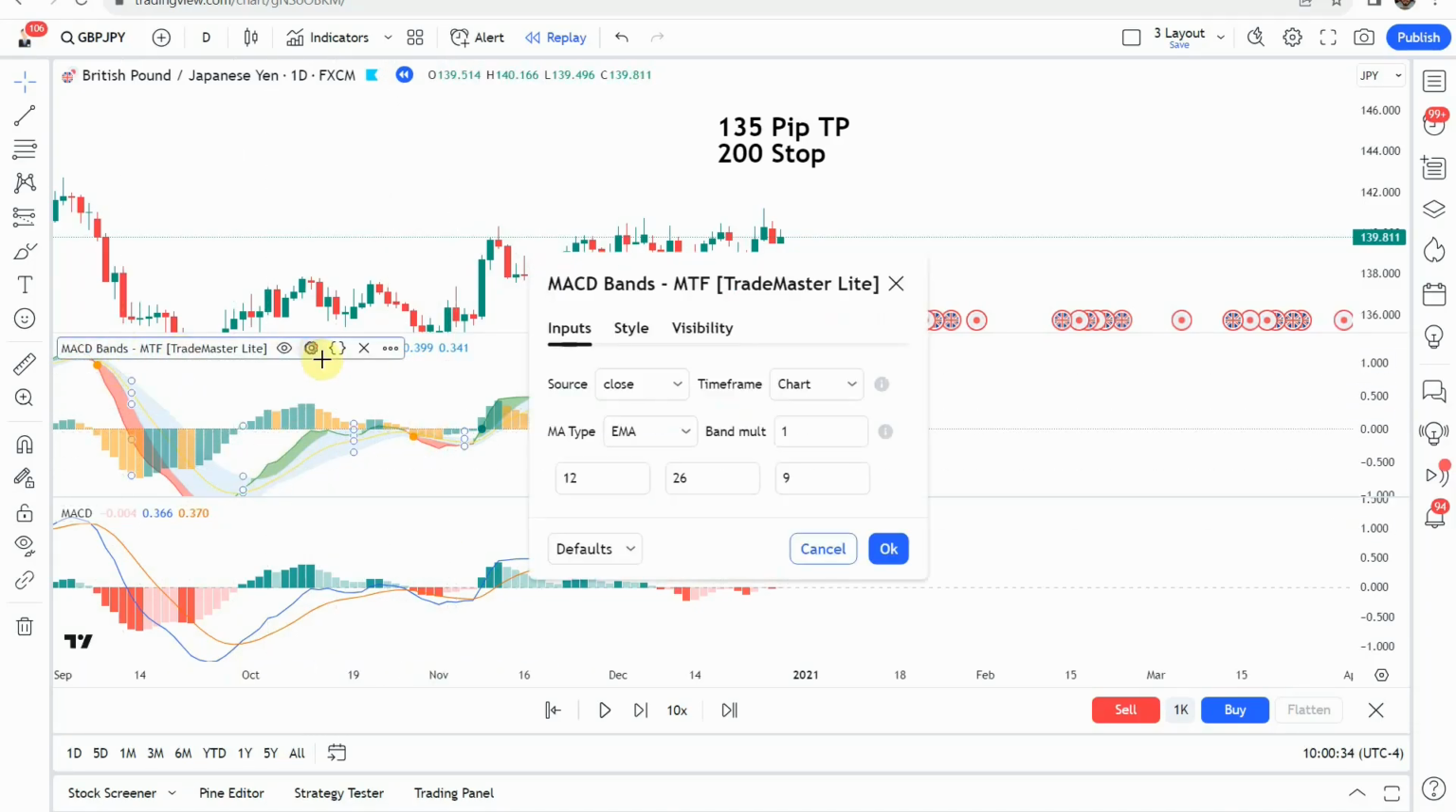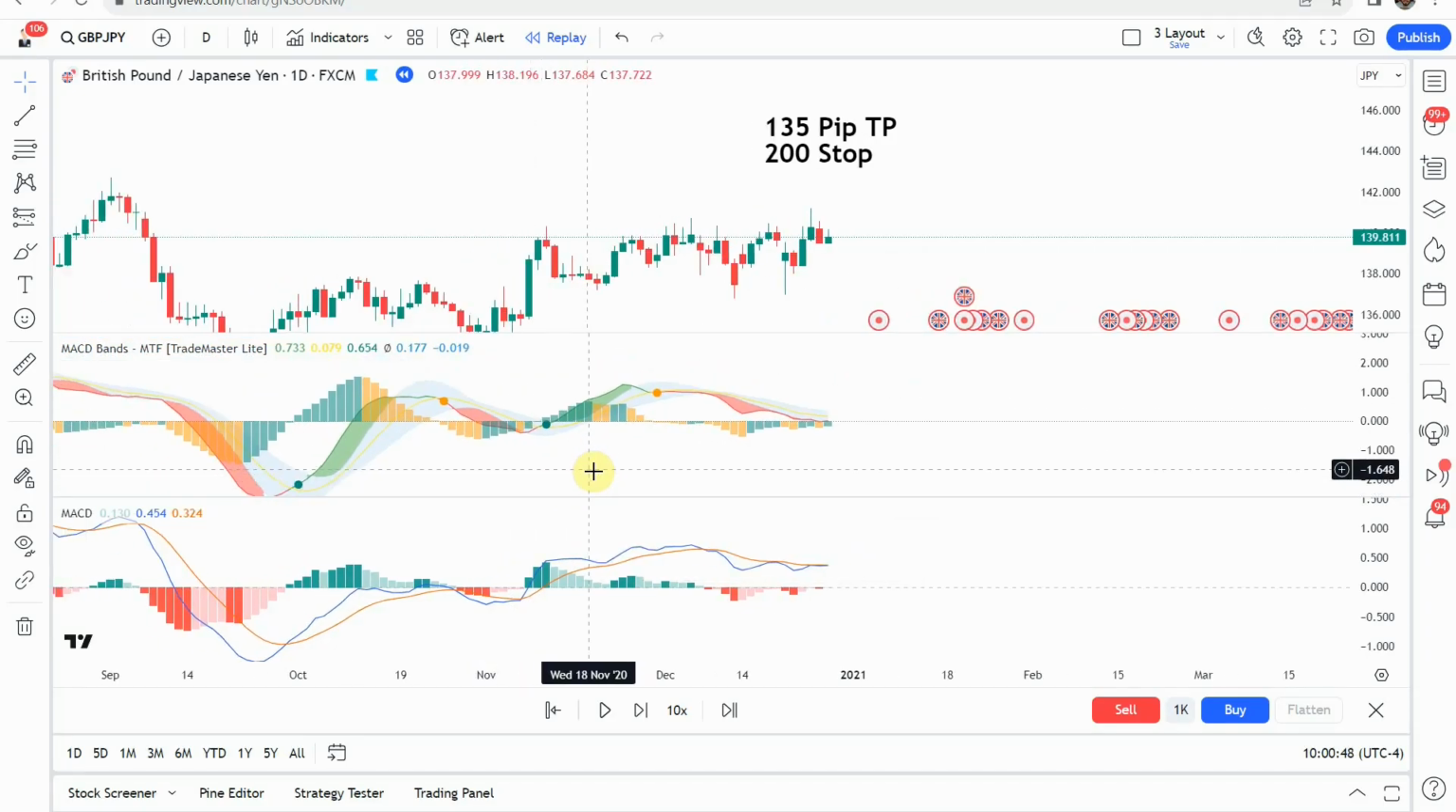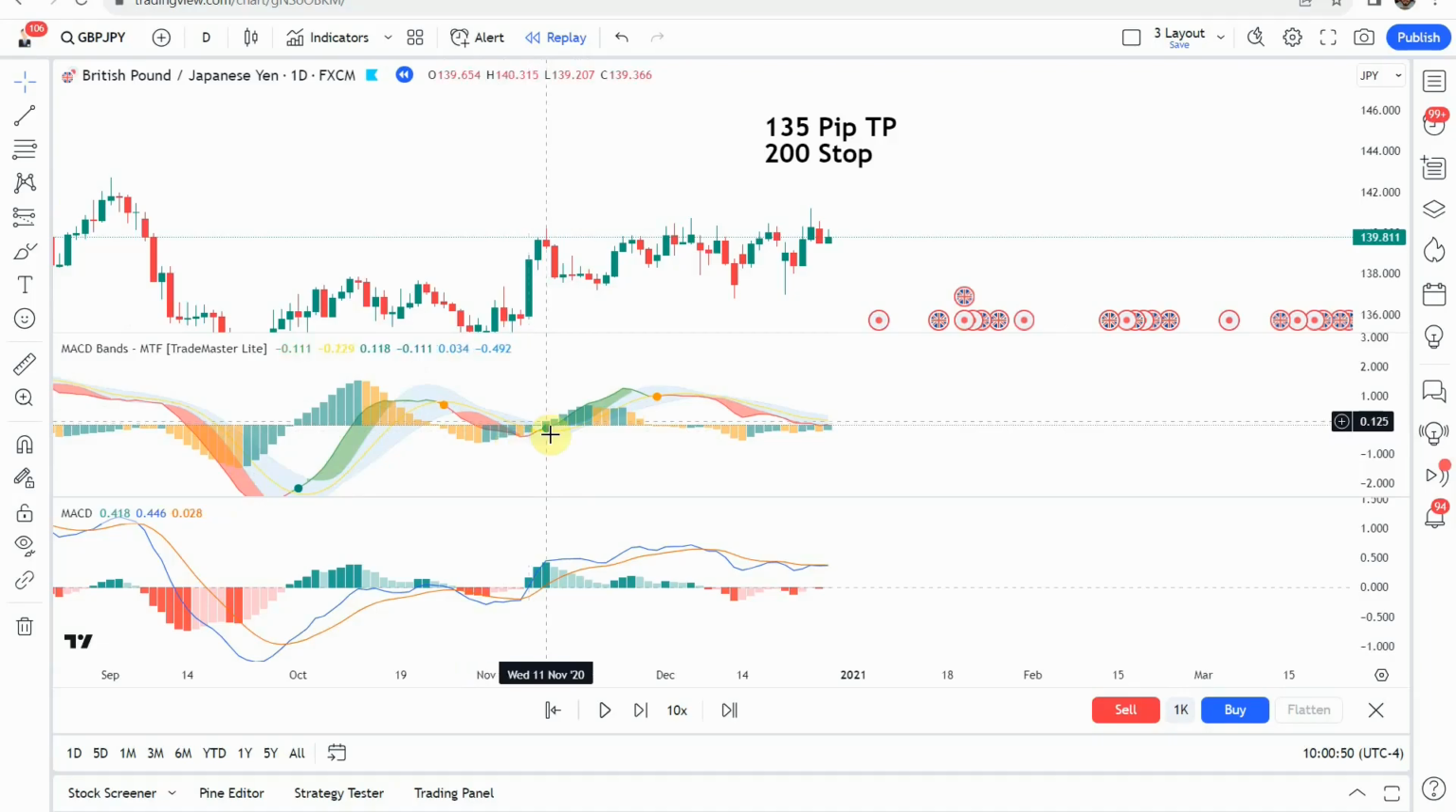And so to mix this up a little bit, because we've tested the MACDs, one of the first ones that we tested on the channel a long time ago, we went ahead and changed this to an SMA, so a smoothed moving average. And so you can see that these dots here represent the cross of the two lines here on the MACD.